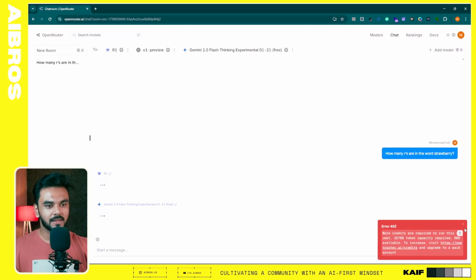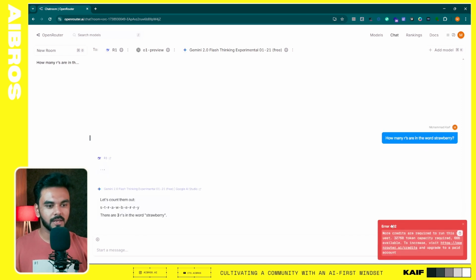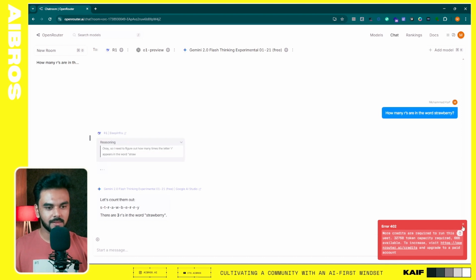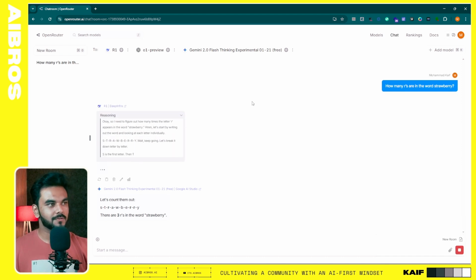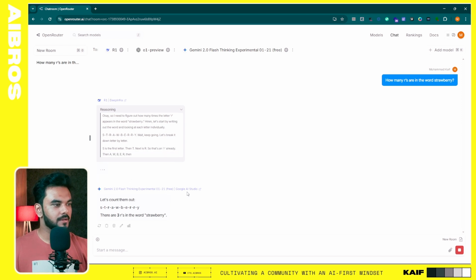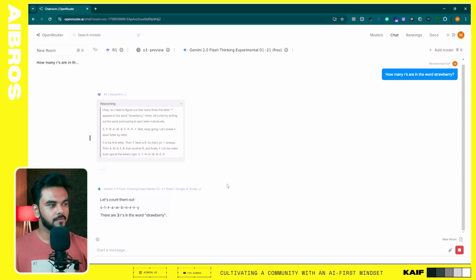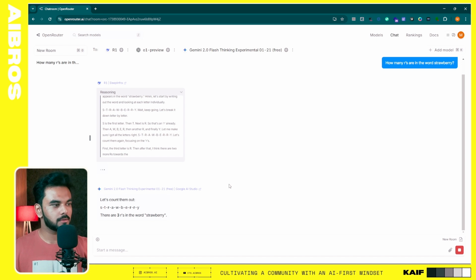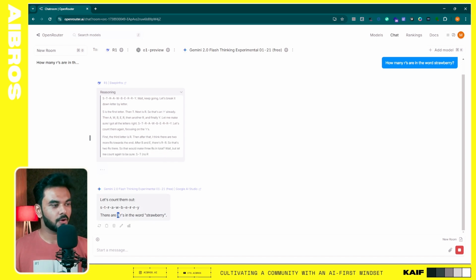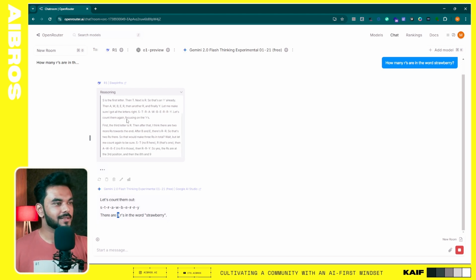How many R's are there in the word strawberry? And we have some error. More credits are required to run this request. I think it requires more tokens for the O1 model, I feel, because R1 and Gemini 2.0 have started working already. Gemini 2.0 was quick in answering, and it answered correctly. There are 3 R's in the word strawberry, and R1 is still thinking a lot, and we'll wait until R1 finishes its thinking part.